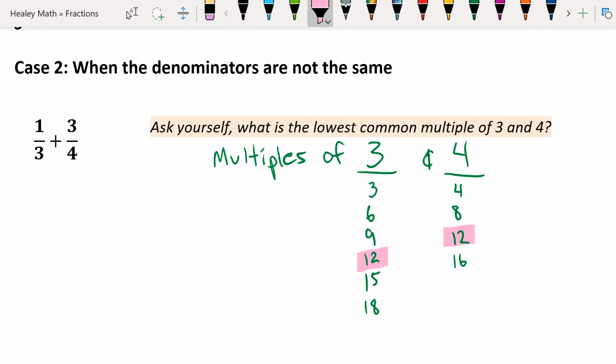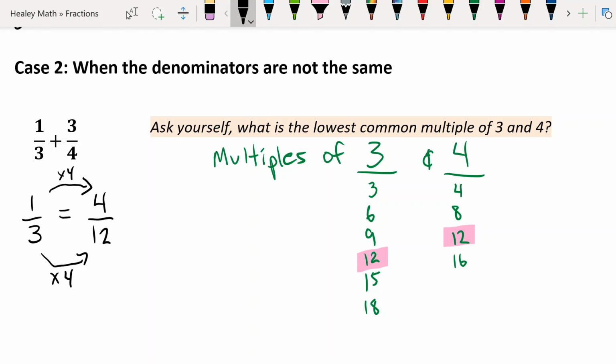So our job is now to convert these fractions so that they have a denominator of 12, and from there we can add the fractions. So let's take a look at 1 over 3. In order to make this a fraction out of 12, to get from 3 to 12, we need to multiply by 4. And when we multiply 1 by 4, we end up getting 4 over 12.